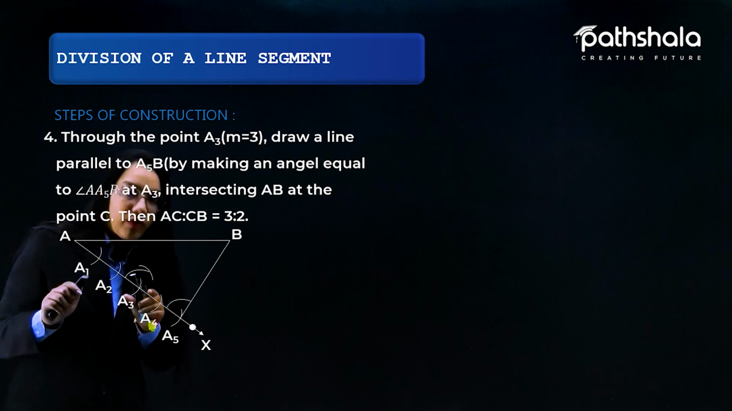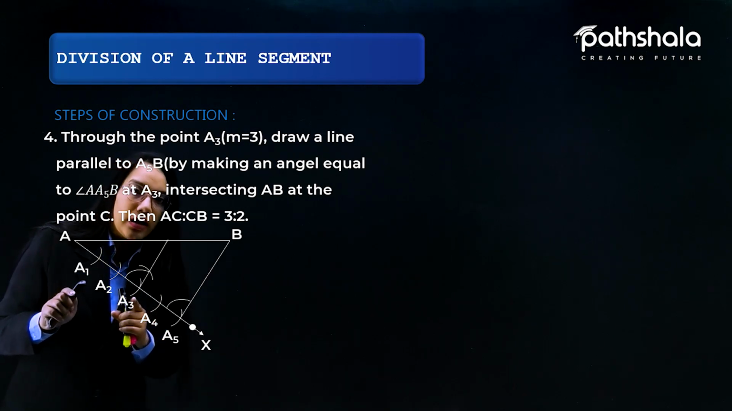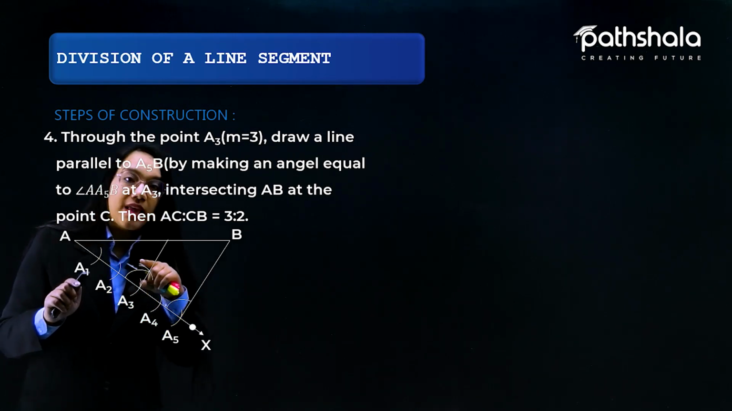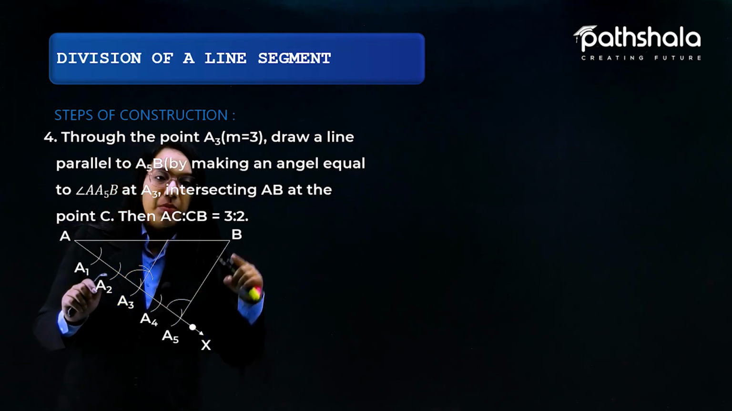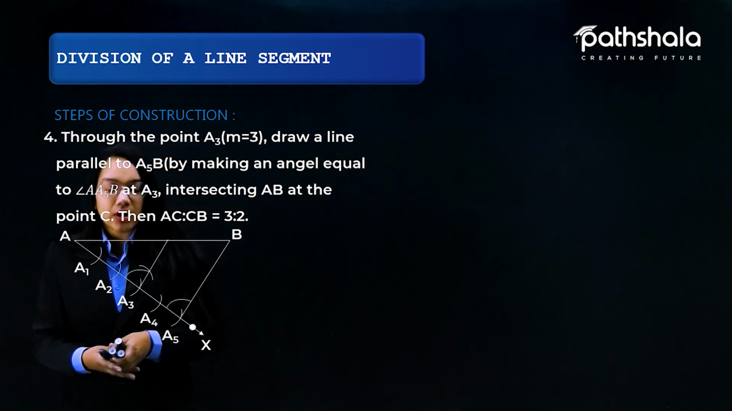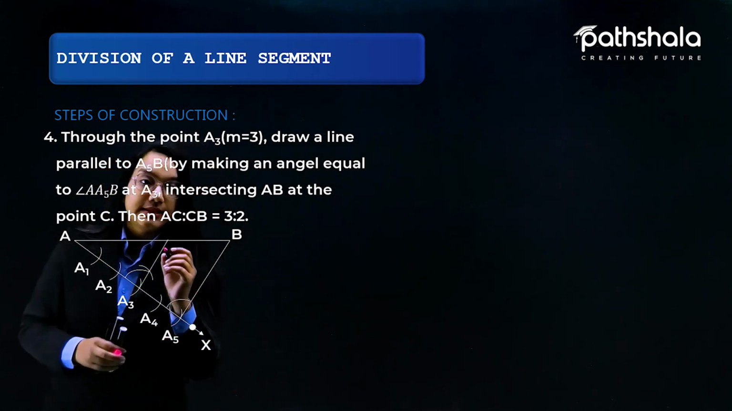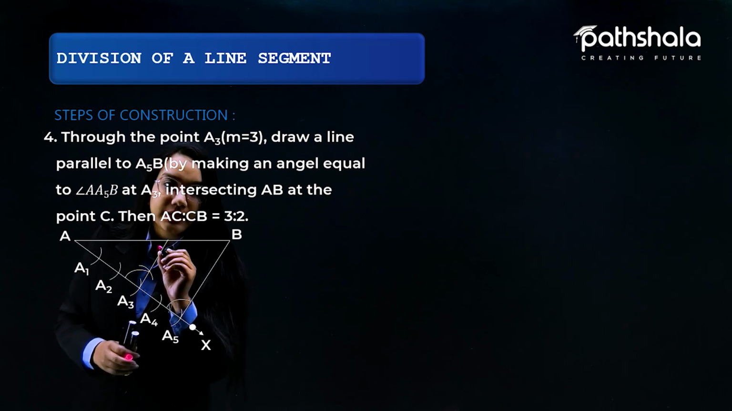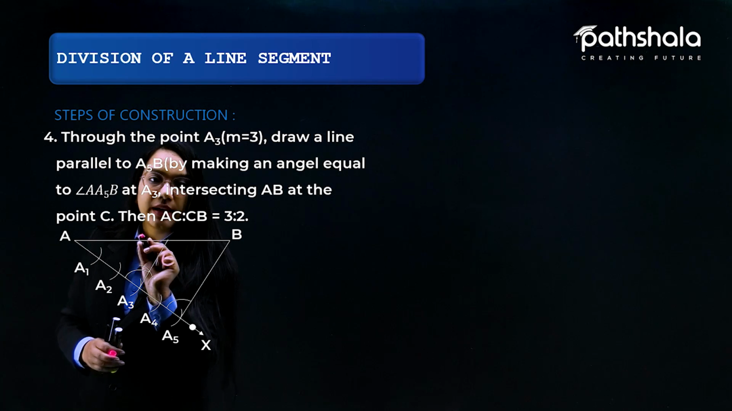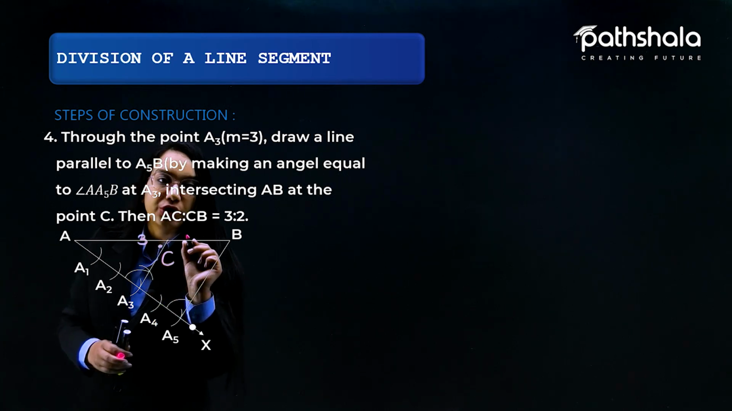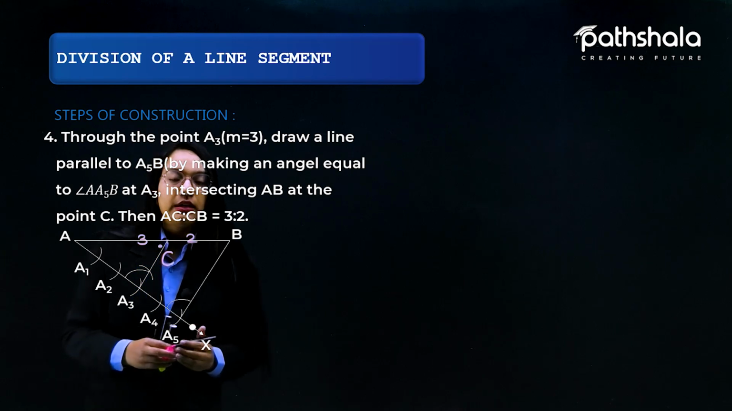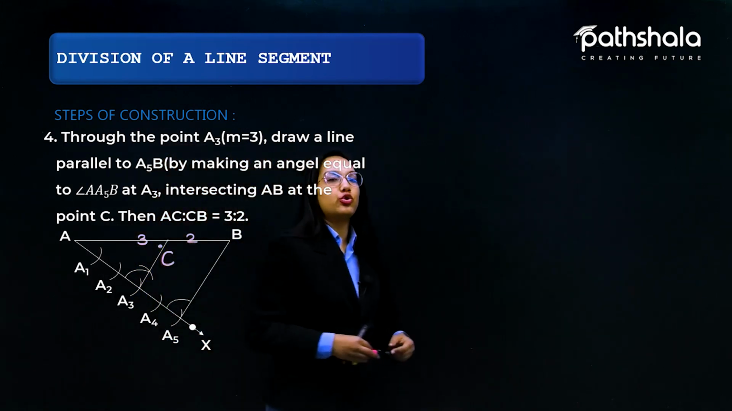So I have marked an arc over here, and let us suppose I draw a line in such a manner, and that line would be parallel to this BA5. So wherever this line would intersect this particular line segment AB, that point would be called the C point, and this will divide the line segment AB into the ratio 3:2.